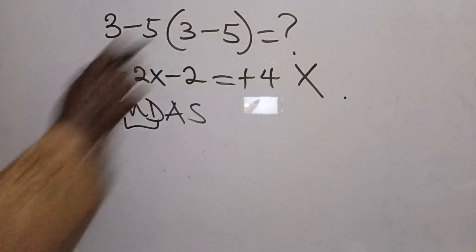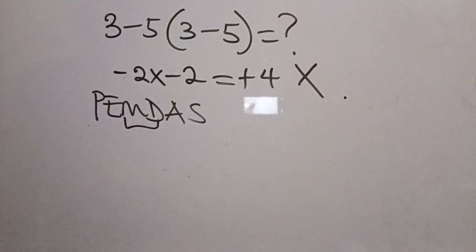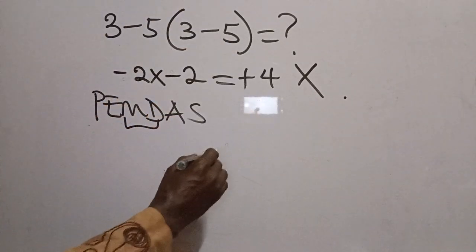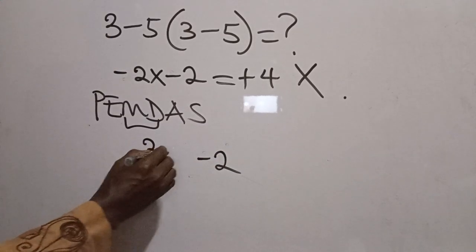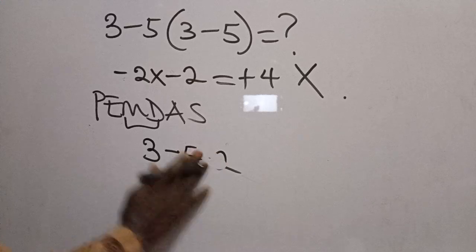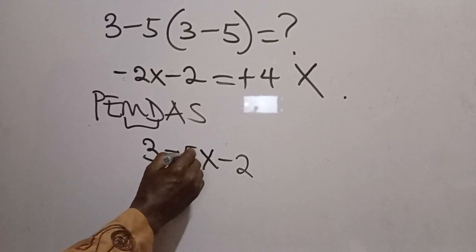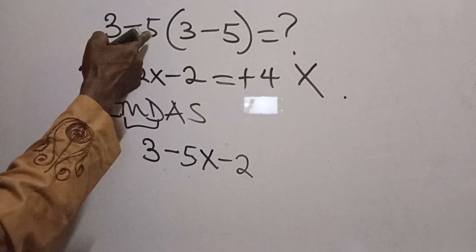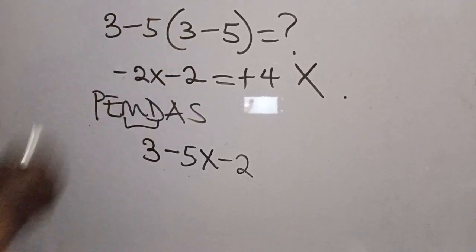So we have to consider that parenthesis, the one in brackets. Parenthesis simply means bracket. So 3 minus 5 is what? Minus 2. Fine. So now write 3 minus 5 multiplied by minus 2. Where do we see this multiplication sign? Between this 5 and this bracket, there is a multiplication here.